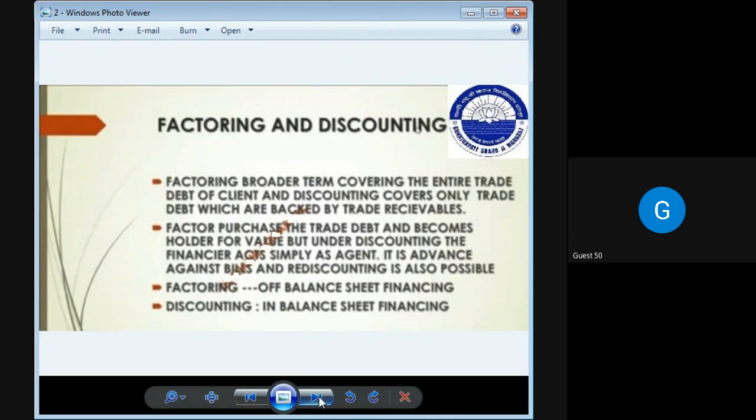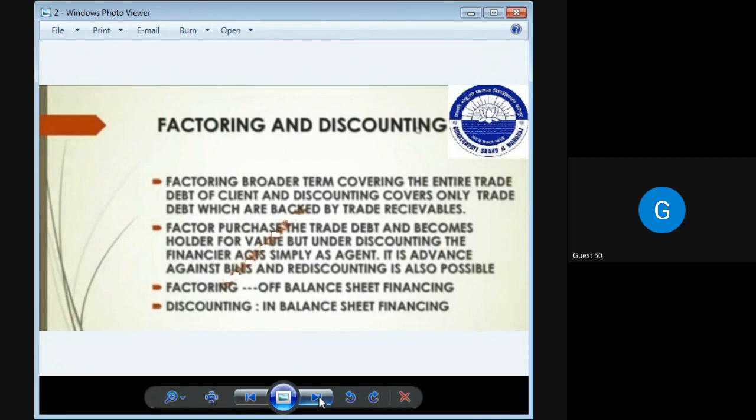But under discounting, the financier acts as an agent, and it is advanced against bills. So discounting is not like ownership, but factoring can be treated as ownership. Factoring is off-balance sheet financing and discounting is on-balance sheet financing. So these are the basic differences between factoring and discounting.